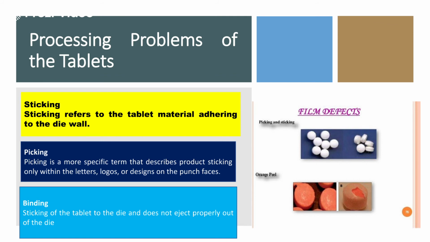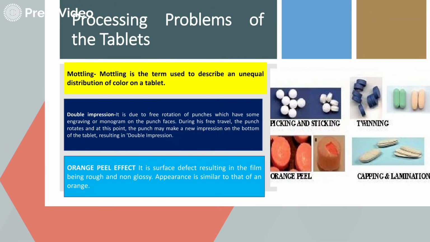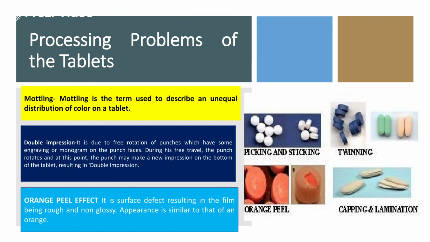Binding problem. Now what is binding? It is sticking of the tablet to the die so that it does not eject properly out of the die. All these three categories are basically due to the presence of more moisture content. It's more of a formulation-related problem, since it can be easily avoided by using more glidant and by improving the process optimization as well.